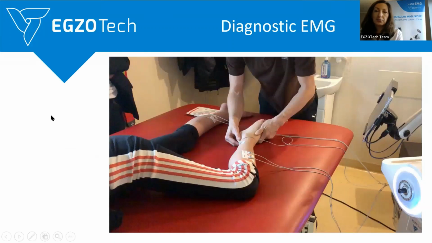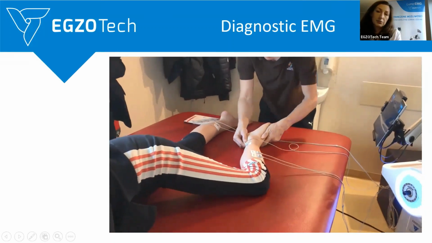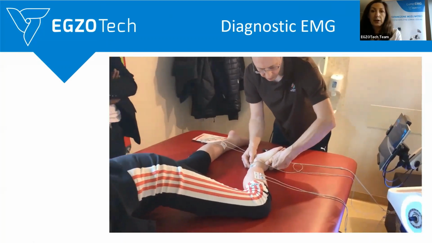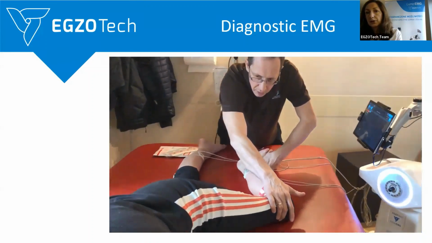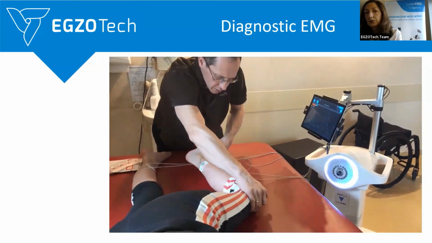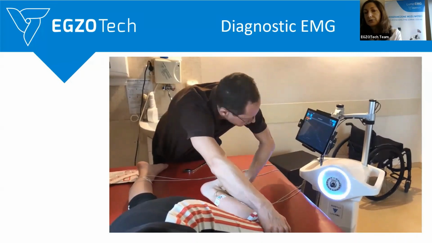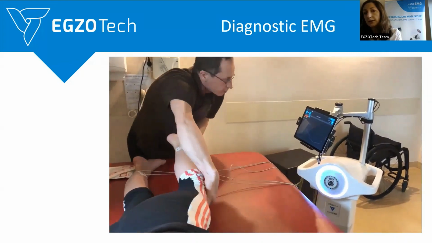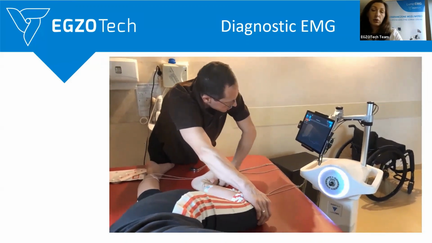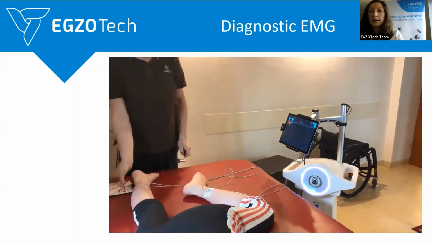How can we do this? We put the electrodes on the muscles or the muscle group which we are interested in, and then we can implement it in our testing or in our rehabilitation procedure. And on the screen we can see the muscle activity, and it will also be remembered and collected in the report after each exercise.